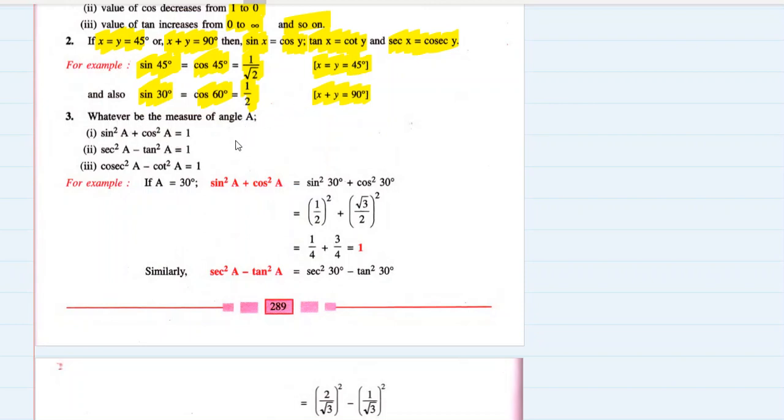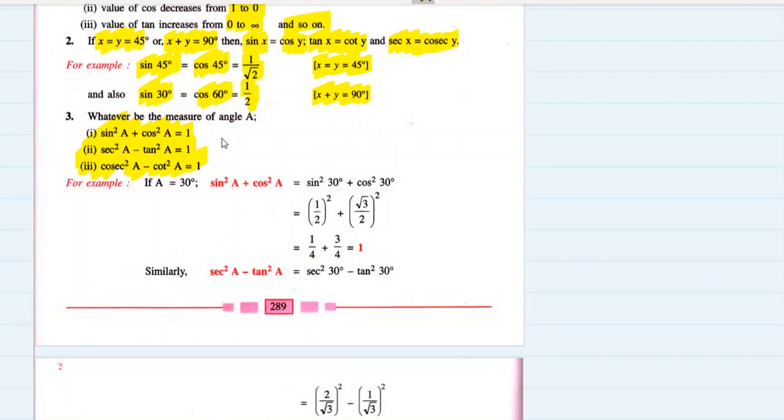Whatever the measure of angle A, this is very important because these are square relations. Whatever the measure of angle A, sin square A plus cos square A is always equal to 1. This is the first square relation. I think I mentioned this in the previous video for the previous chapter. This time they are re-emphasizing it, and they are proving it with one angle A.